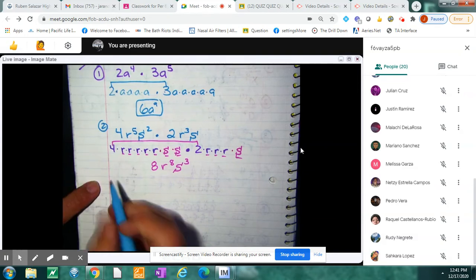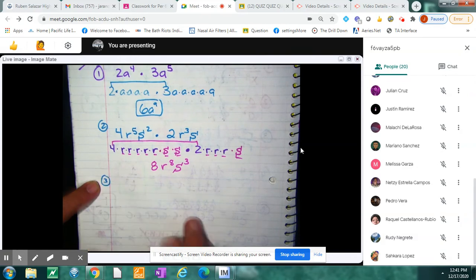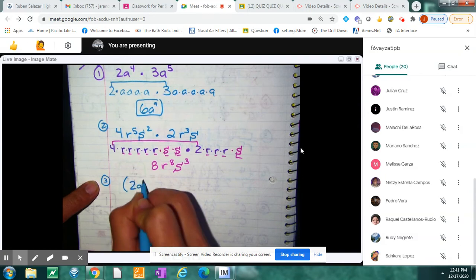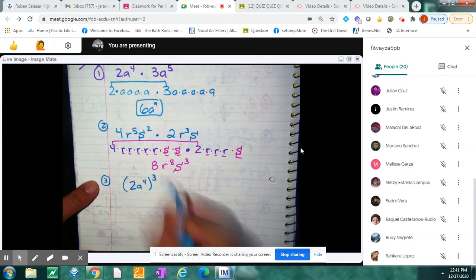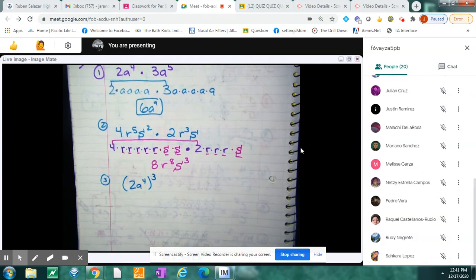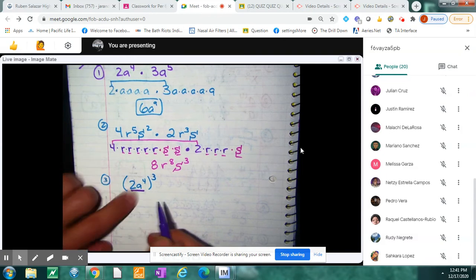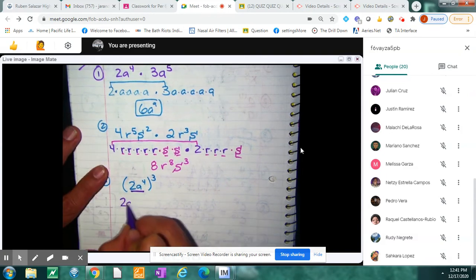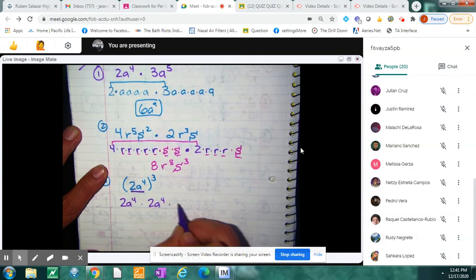So here we go. Number 3. So number 2 is going to be like number 2. Number 3 is going to be like number 3. So 2a to the power of 4 raised to the 3rd. How do you do that? Again, whatever's in parentheses, you got to raise it 3 times. So 2a to the 4th times 2a to the 4th times 2a to the 4th.